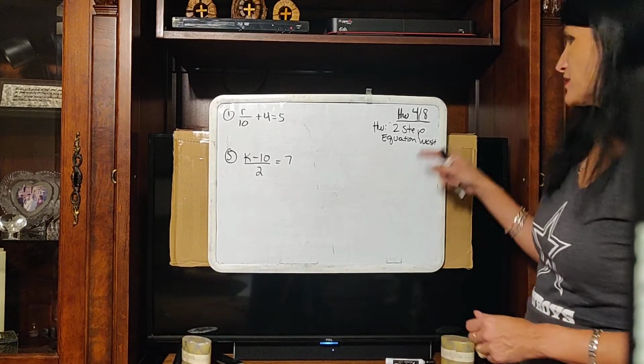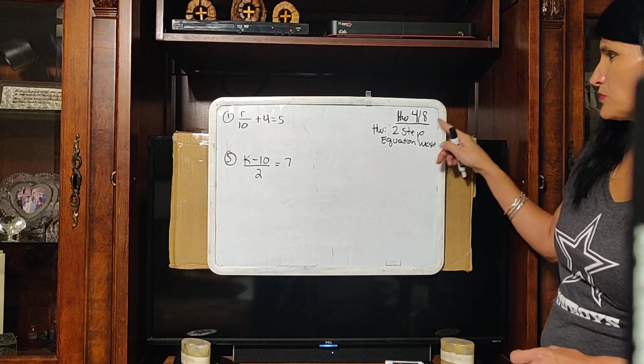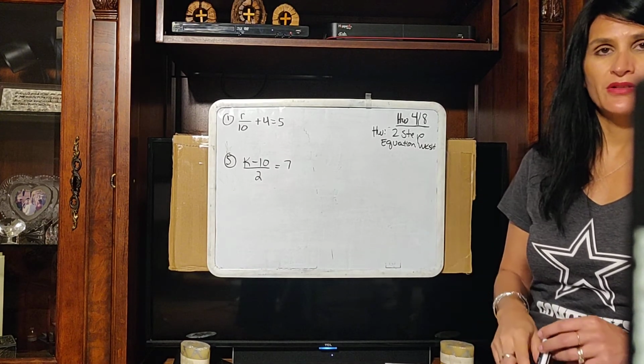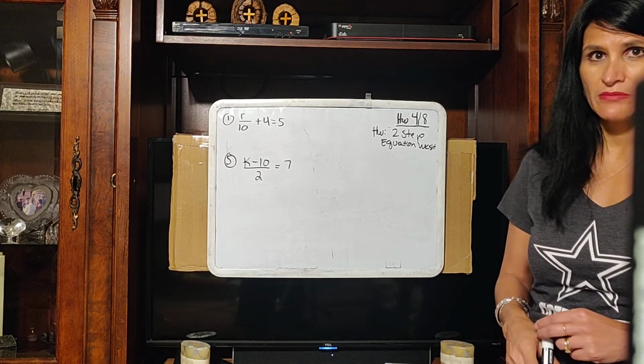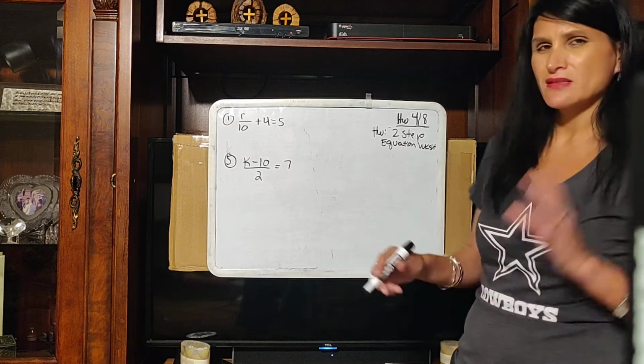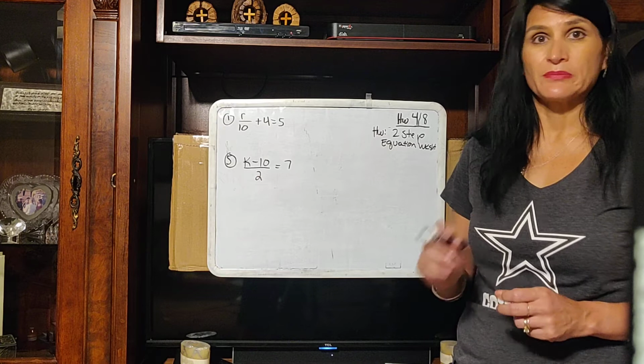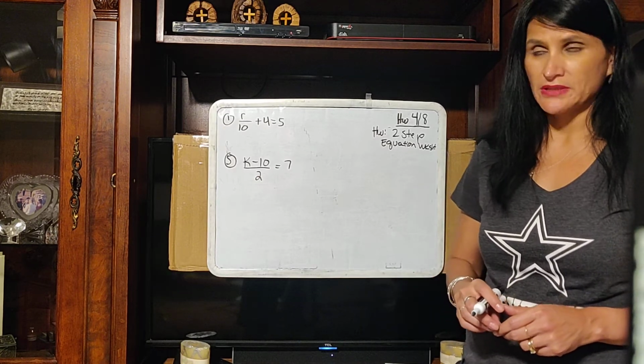Okay guys, for today, on the 8th of April, you're going to be doing a two-step equation worksheet. It's already going to be uploaded in your grade sheet, so you can go ahead and print those. On a side note, you can work on the worksheet itself. You don't have to do that on paper unless you choose to do so, okay?